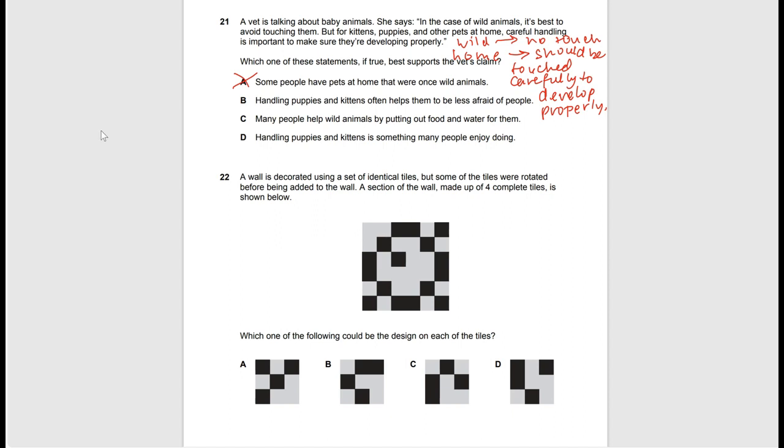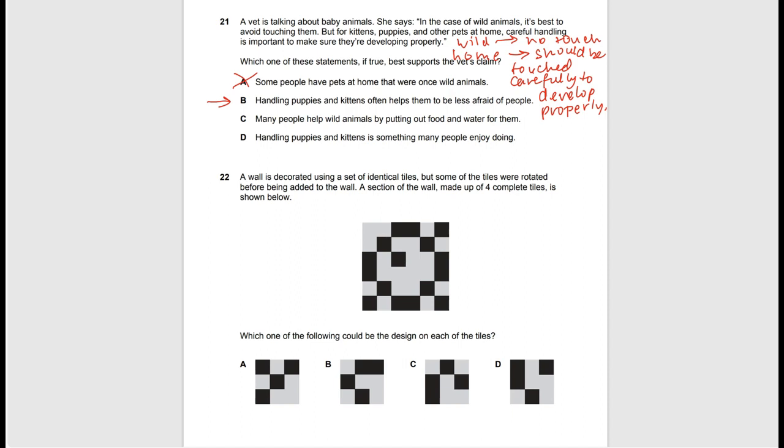This is true. So unlike wild animals, these puppies and kittens at home need to be not afraid of people. They need to be confident around people. And that is going to be achieved with a healthy amount of careful touch and handling. So this is true. This supports the claim, saying that these puppies and kittens are developing properly and being less afraid of people due to this touch.